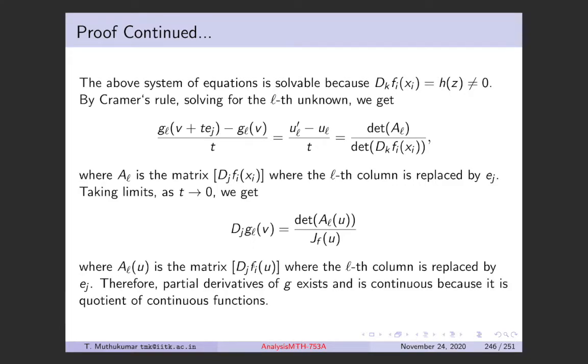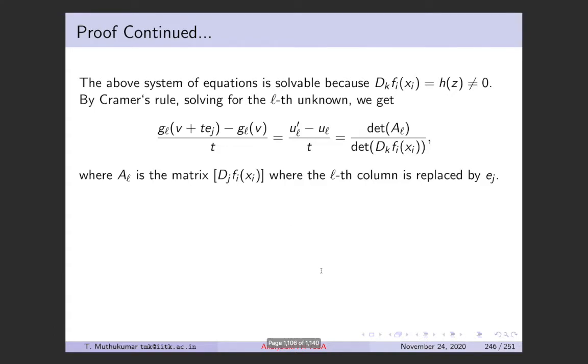So the partial derivatives of g exist and are continuous because it is a quotient of continuous functions. This is a determinant function. This is also the Jacobian function, which is again a determinant. So they are just quotients of continuous functions, so they are continuous. Okay, so that finishes the proof of the inverse function theorem.